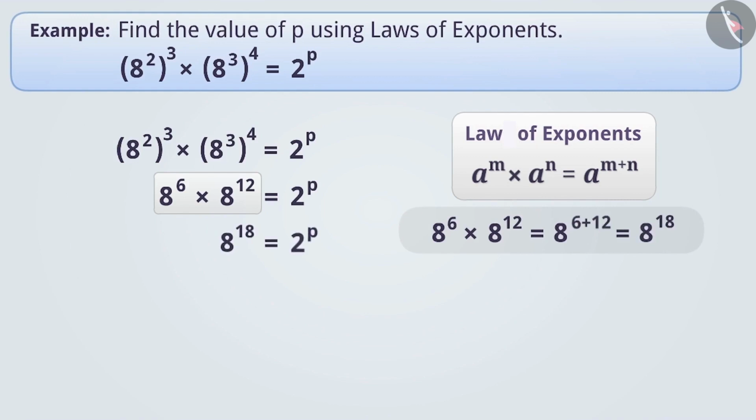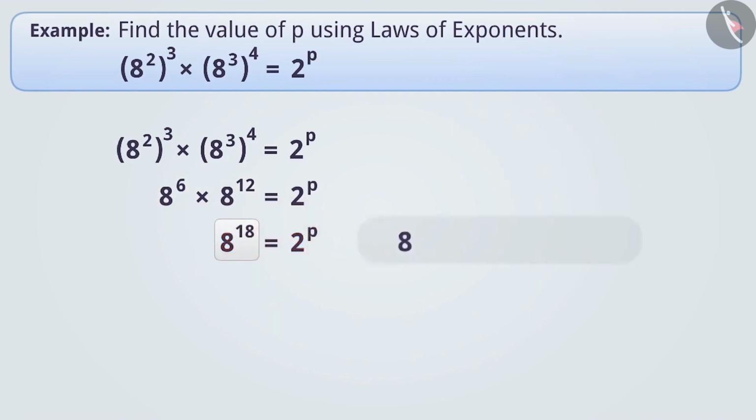Now, we see that the base is 8 on the left side and 2 on the right side. To make the bases equal on both sides, we will express 8 as 2 into 2 into 2, which is equal to 2 to the power of 3. In this way, we can express 8 to the power of 18 as 2 cubed to the power of 18.